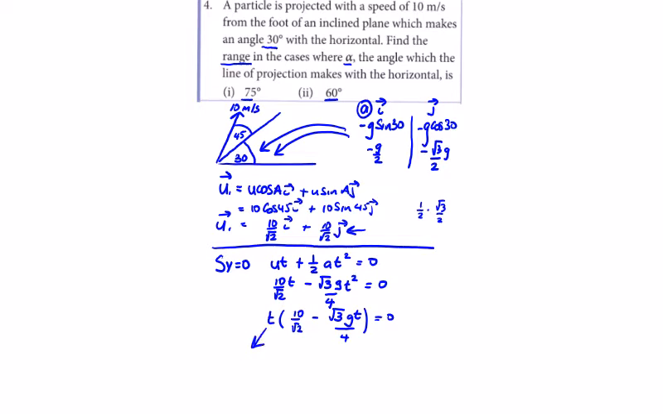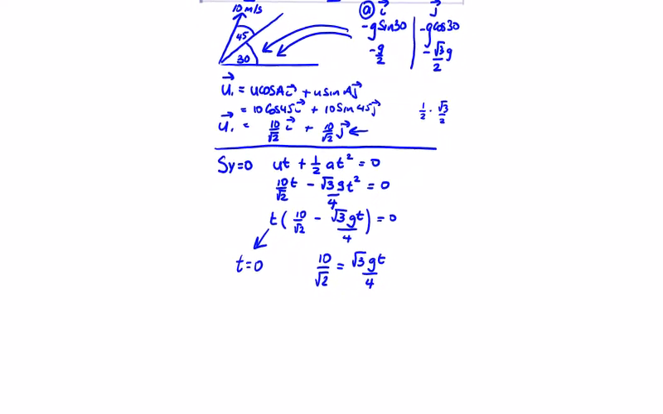So my initial time is equal to 0, and here we're going to get, well, it's a bit funny looking, so let's say 10 over root 2 equals root 3 gt over 4. Don't try and simplify it too quickly, there's no prizes for speed. 40 is equal to root 2 by root 3, which is root 6 gt, so t is equal to 40 over root 6 g. That's the time of flight.